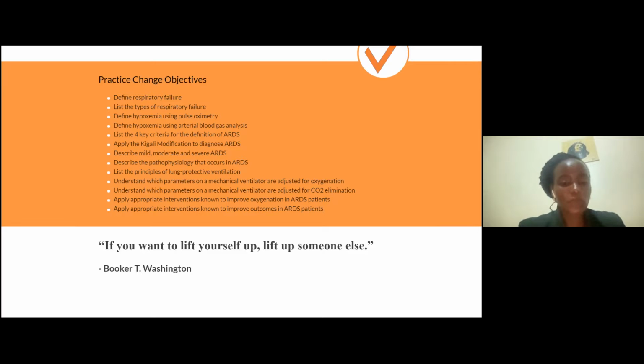Describe the pathophysiology that occurs in ARDS. List the principles of lung protective ventilation. Understand which parameters on the mechanical ventilator are adjusted for oxygenation. Understand which parameters on the mechanical ventilator are adjusted for CO2 elimination. Apply appropriate interventions known to improve oxygenation in ARDS patients, and apply appropriate interventions known to improve outcomes in ARDS. So these are the practice change objectives that you should now have by the end of this session.